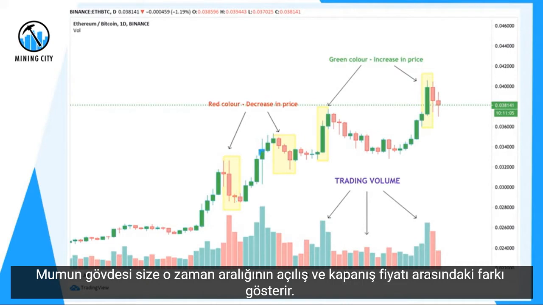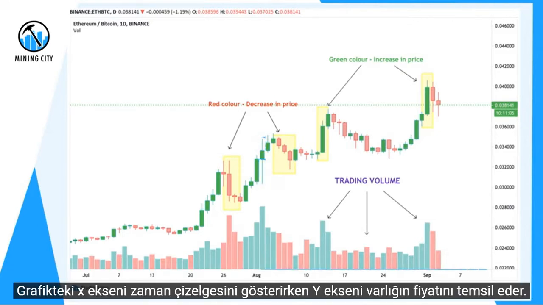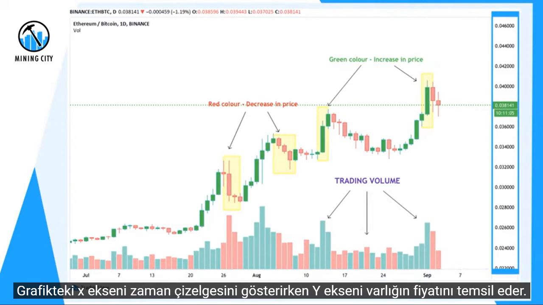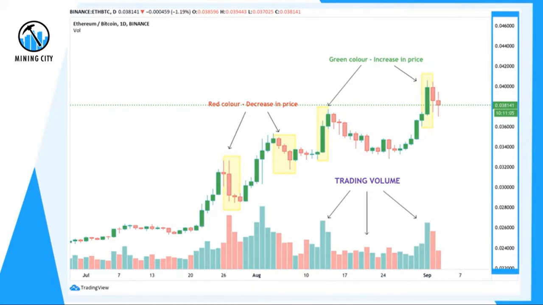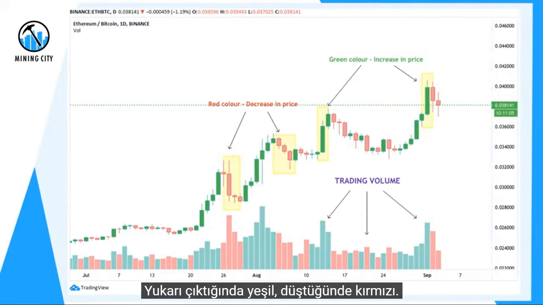The body of the candle shows you the difference between the opening and closing price of that time period, while the shadows at each end show you the highest or lowest point the price has gone over the course of that period. The x-axis on the graph shows the timeline, while the y-axis over here represents the price of the asset. So the candlesticks represent the price movement. Green for when it goes up, and obviously red for when it goes down.